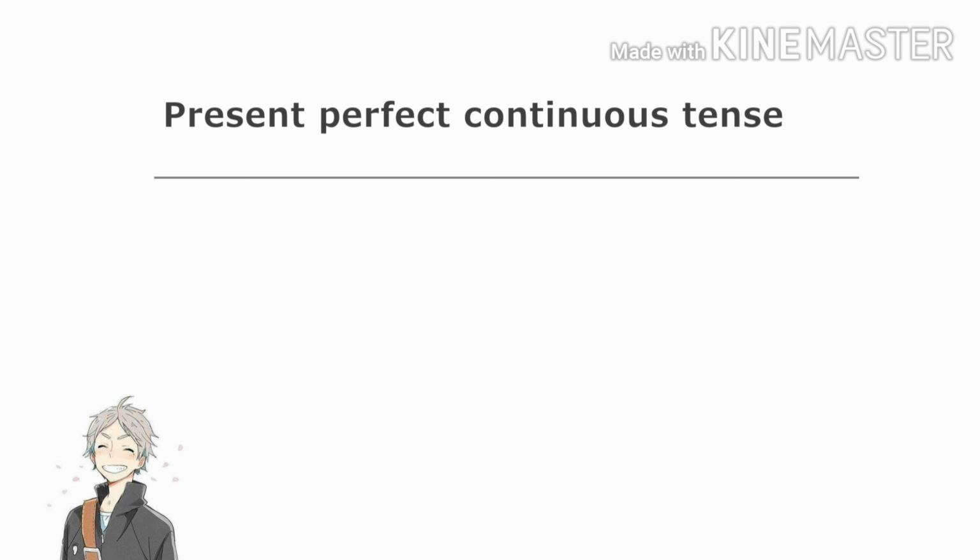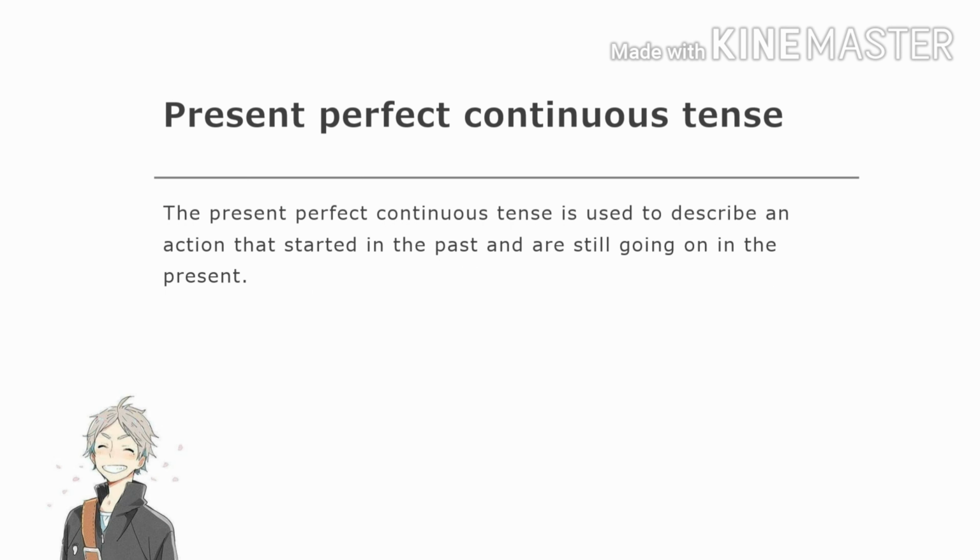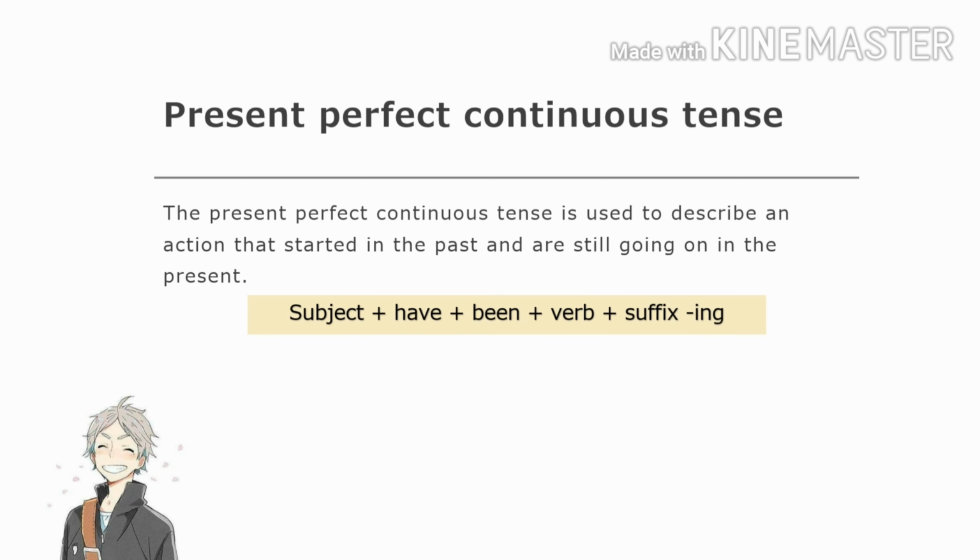Present perfect continuous tense. Now, the present perfect continuous tense is used to describe an action that started in the past and is still going on in the present. For the form, we'd be using subject plus have plus been plus verb plus suffix ing. She has been missing since 2 weeks.